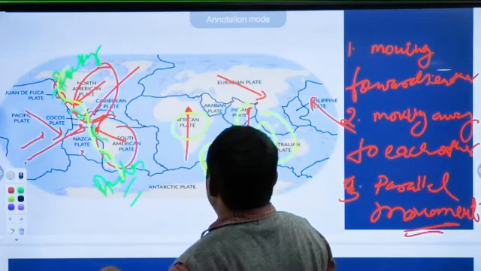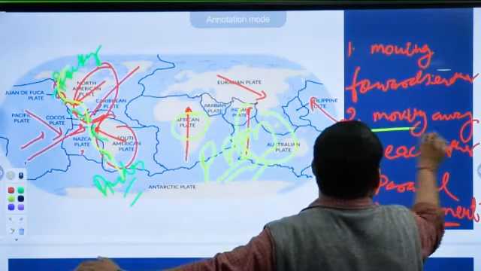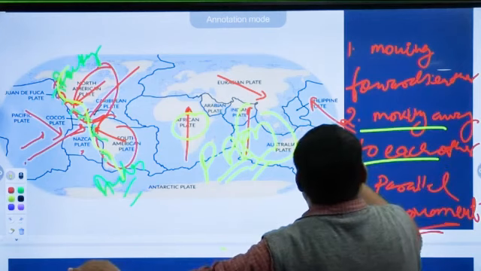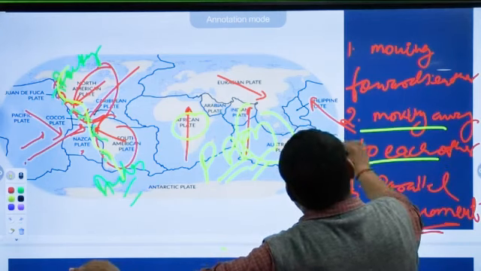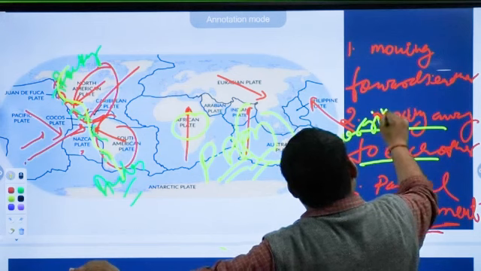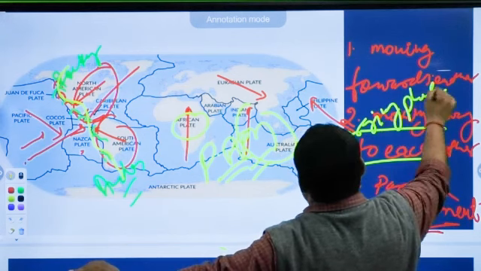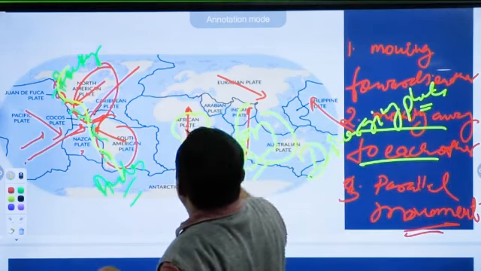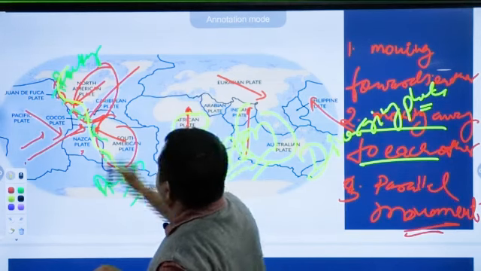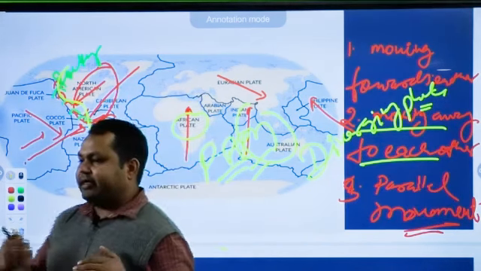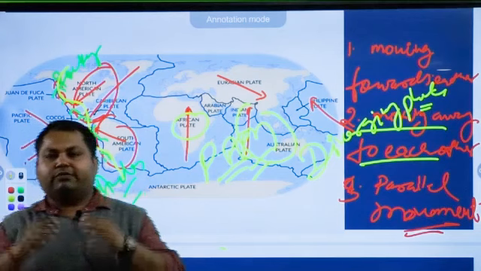The second would be the diverging, moving away from each other. If the plates are moving away from each other, then it is called a diverging plate. Called as what? Diverging plate movement. Here we talk about the Eurasian and North American plates. These two plates are moving away from each other.